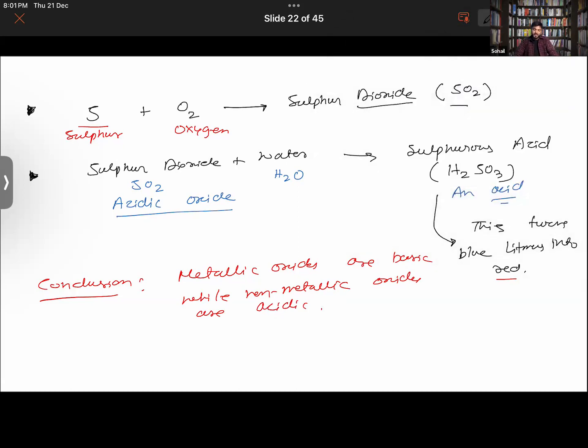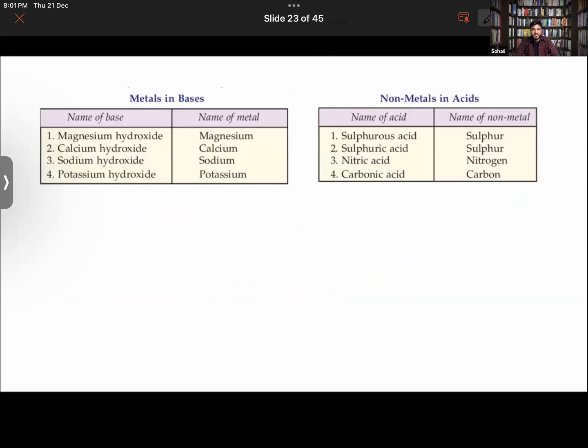All right. Have a look at some of the compounds here. You have some bases, like magnesium hydroxide, calcium hydroxide, sodium hydroxide or potassium hydroxide. These are some of the bases. The first letter tells the name of the metal in it. Magnesium, calcium, sodium, potassium, these are the metals in them.